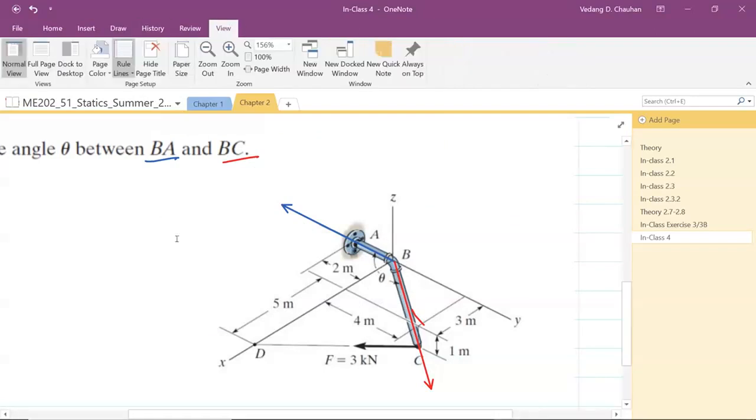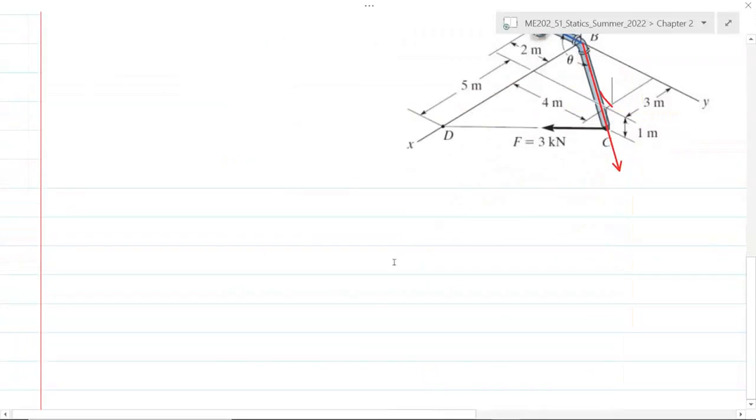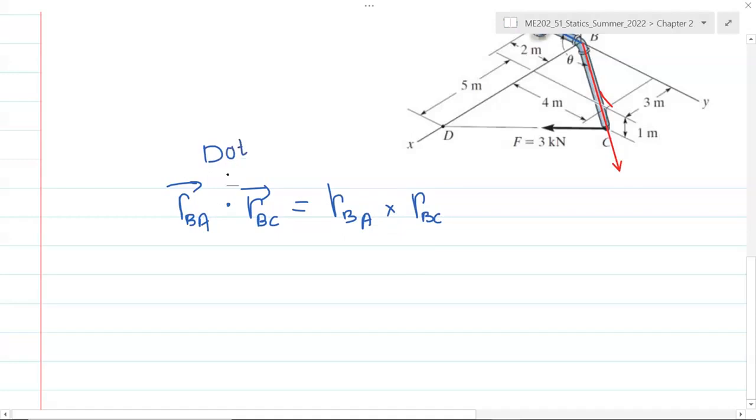So next, to calculate the angle between the vectors, there are 2 different ways we can solve the problem. We can write down the equation of the dot product, that is r_BA dot r_BC is equal to magnitude of the position vector going from BA multiplied by magnitude of the position vector going from BC. Remember that this is dot product, this is not multiplication, and this is multiplication. Multiply by cosine of angle between them, which is theta.